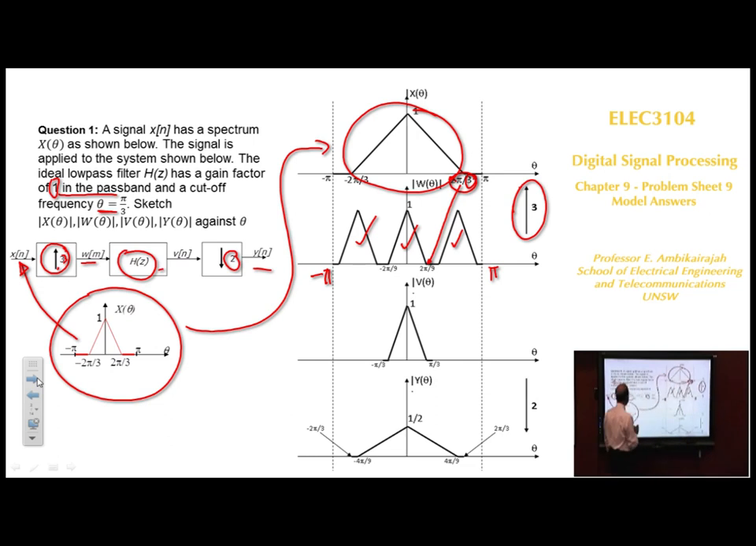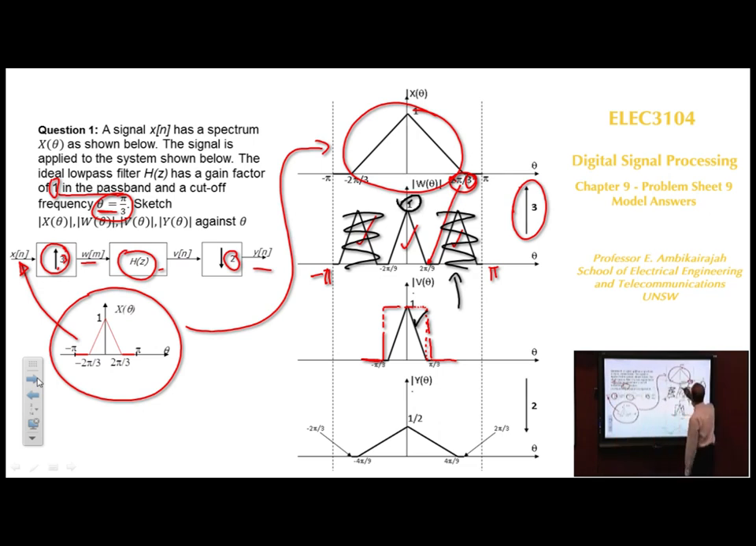Then we look at the filter. The filter has a bandwidth of pi over 3. So if you draw that on top of this, it's like that. When you apply the filter to this, this will be gone and that will be gone. So you are left with only that one. When you are upsampling, the gain does not change. That's another part that you need to look at.